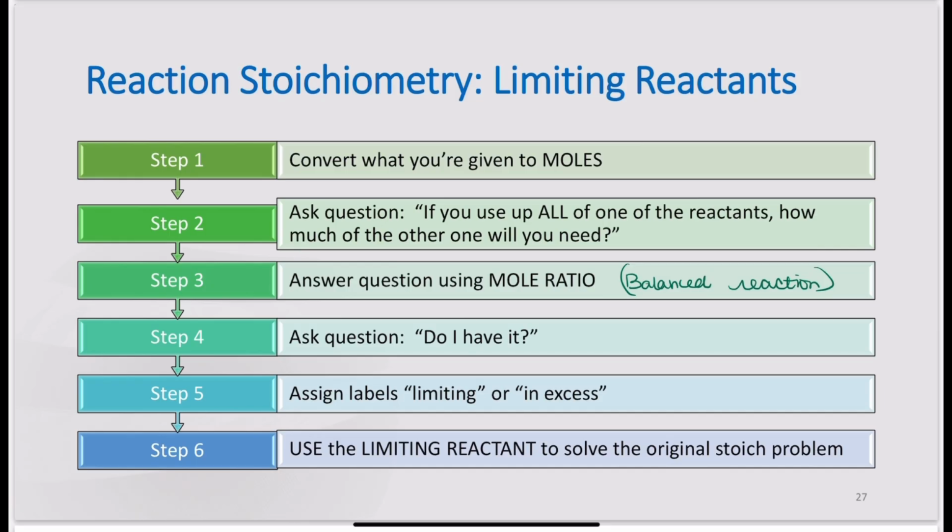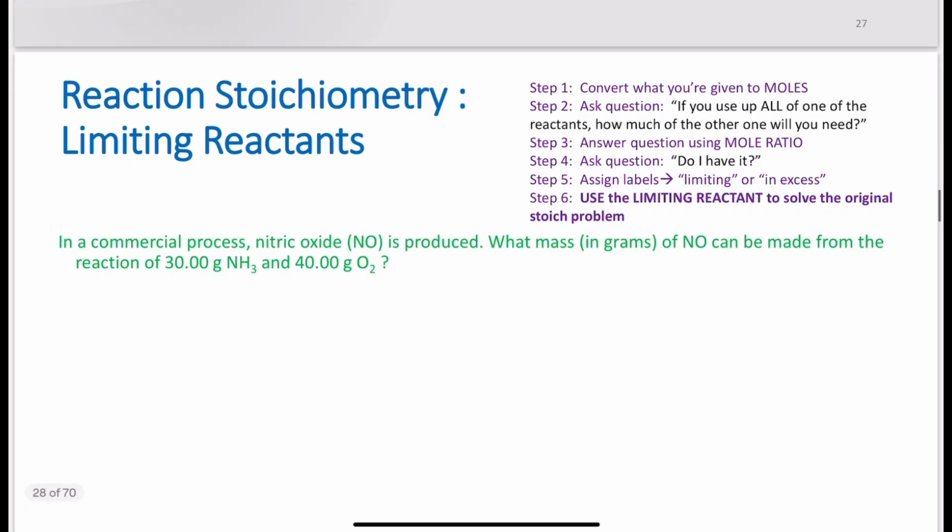Step 4, ask yourself, do I have it? Do I have enough? This is based on questions 2 and or steps 2 and 3. Step 5, assign labels limiting or in excess for the 2 different reactants you have. And then step 6, using your limiting reactants, solve your original stoichiometry problem.